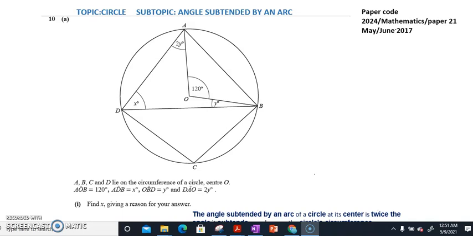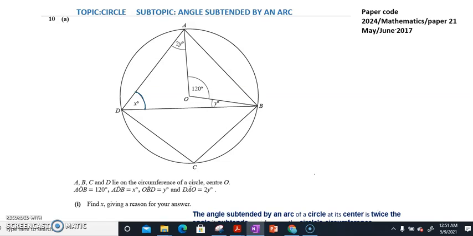Hi, today we are going to solve another question about the circle, and the subtopic is angle subtended by an arc. Now in this question a circle is being given and all of the angles are already mentioned in this figure. What we have to find is angle X. Now to solve this question I mark this angle X with blue color.